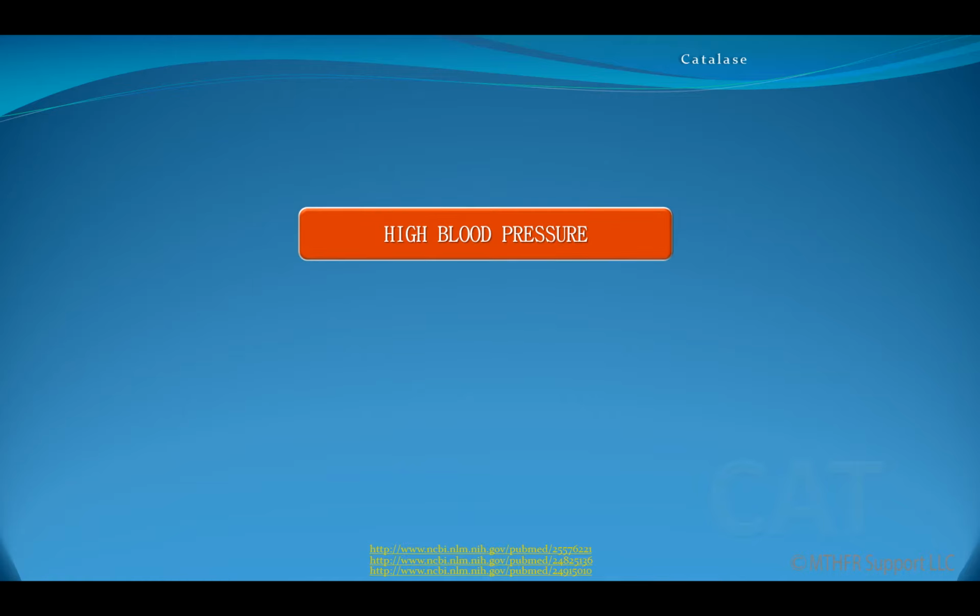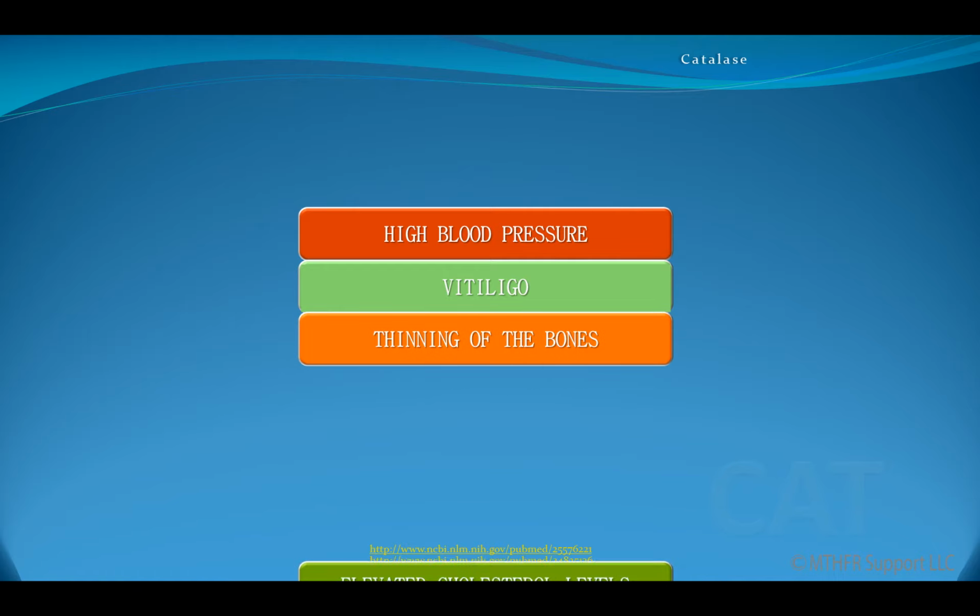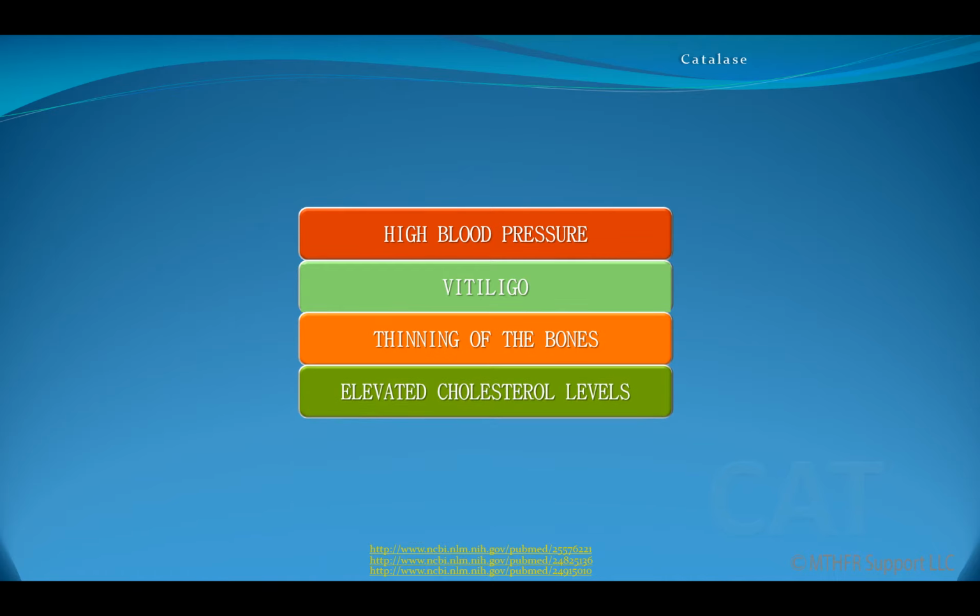CAT gene polymorphisms may also be associated with high blood pressure or hypertension, a skin condition called vitiligo, thinning of the bones or osteoporosis, and elevated levels of cholesterol and other fats, also known as lipids, in the blood, which increase the risk of heart attack and stroke.